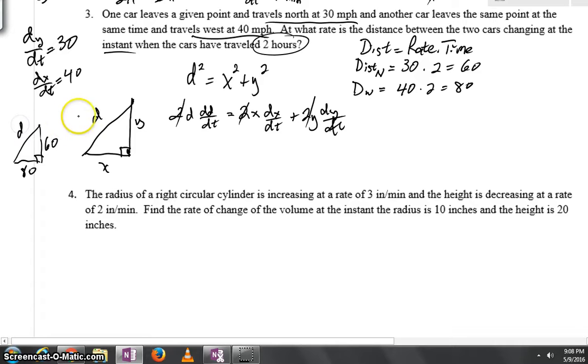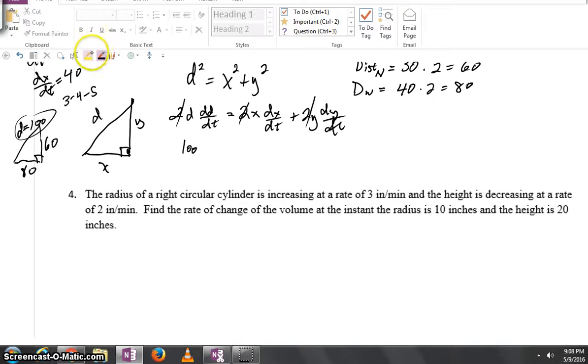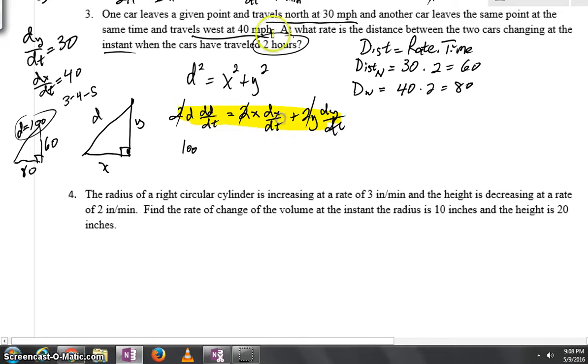You might wonder what the distance is between these two cars. Certainly you could use the Pythagorean theorem, but I hope you see this is really a 3, 4, 5 right triangle. And in fact, it sure looks like we're multiplying all of the side lengths by 20, meaning we'd have 3 times 20 is 60, 4 times 20 is 80, 5 times 20 is 100. For this brief instant, coming right back to this derivative equation, that distance is 100.